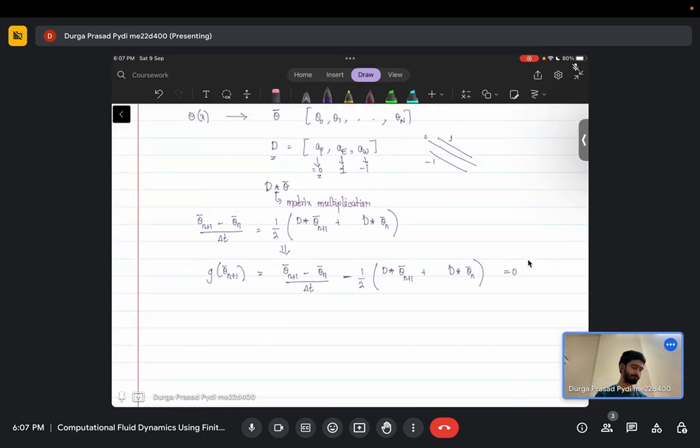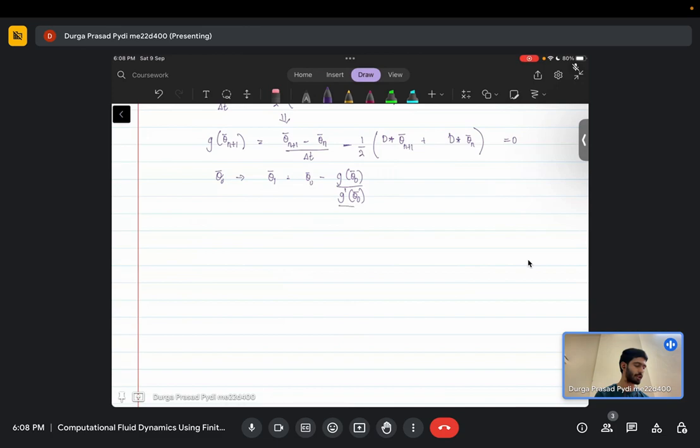So to use Newton-Raphson, what we have to do here is a very simple thing. We start with an initial guess theta bar of 0, and then how do we get theta bar of n? Theta bar of n is theta bar of 0 minus g of theta bar of 0 divided by g prime of theta bar of 0. The only problem is what is the value of g prime.